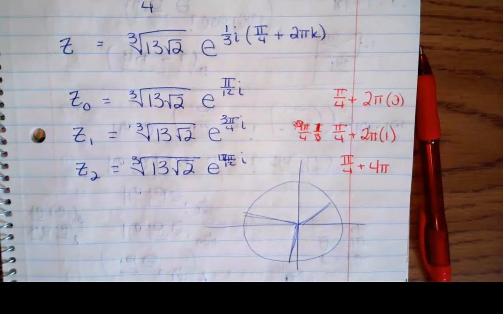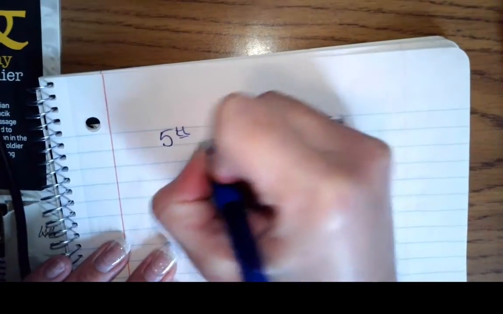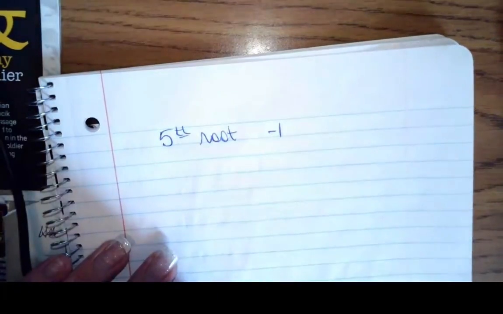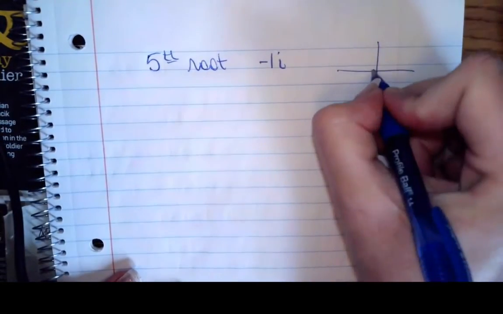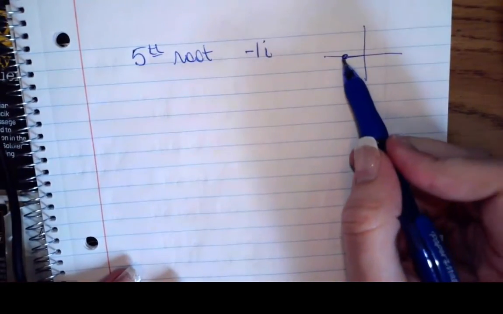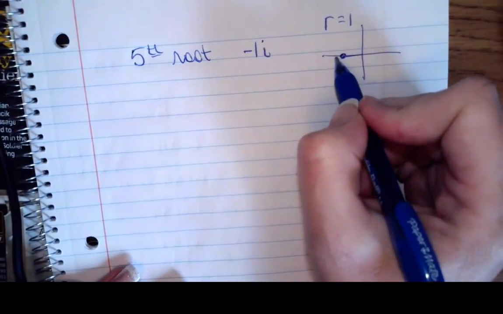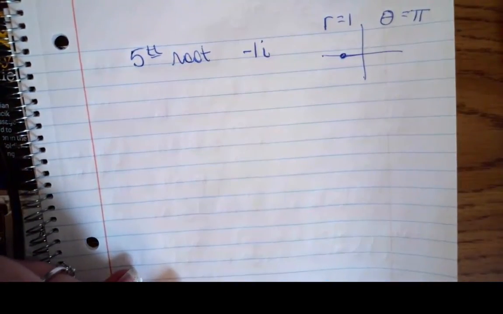So we have, let's do the complex 5th root of negative i. So the complex 5th root of negative 1 i. So this one is actually easier because this is found on a quadrantal angle. So if I'm at negative 1 i, then I find out that my radius is 1, and then how did I get over here? I swung over pi units. So my theta is pi.